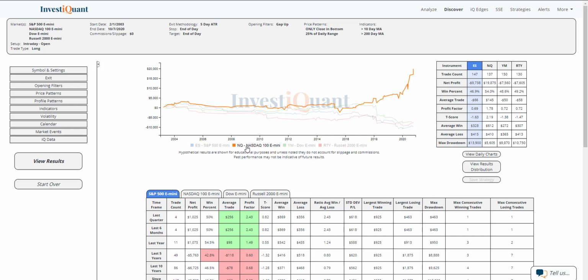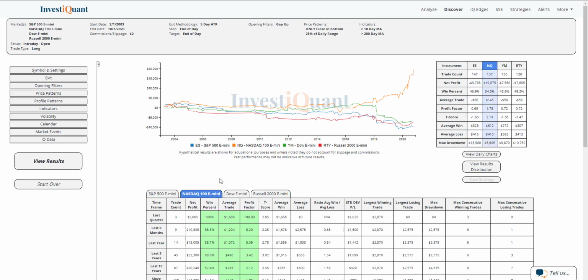If I highlight the NASDAQ here on the equity curve, you can see it is spiking here in recent years. And if I go to the NASDAQ button below to see the results, you can see the last 5 years or so, this pattern has actually been very strong for the NASDAQ. So almost 69% win rate over the past 45 samples taking place here in the last 5 years. If you look back 10 years, about a 57% win rate.